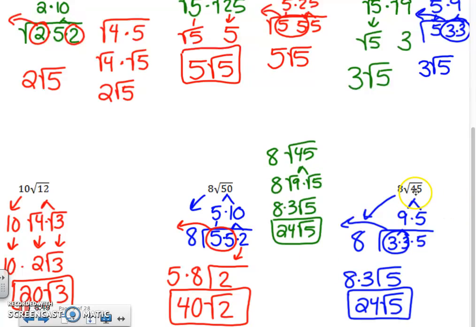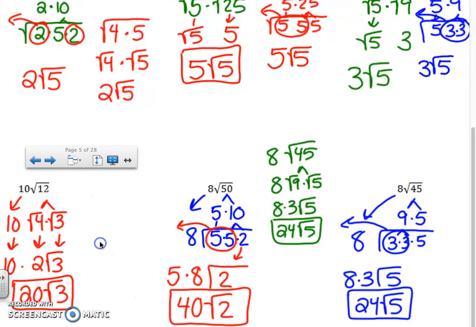The other way you could have done it is to break it down into its prime factorization. So I did 9 times 5, and then I broke 9 down into 3 times 3 times 5. I had a pair of 3's, so I took a 3 out, and I only wrote it once. And with that 8 on the outside, you're going to multiply those numbers to get 24 root 5. So either way, you like to do those problems.